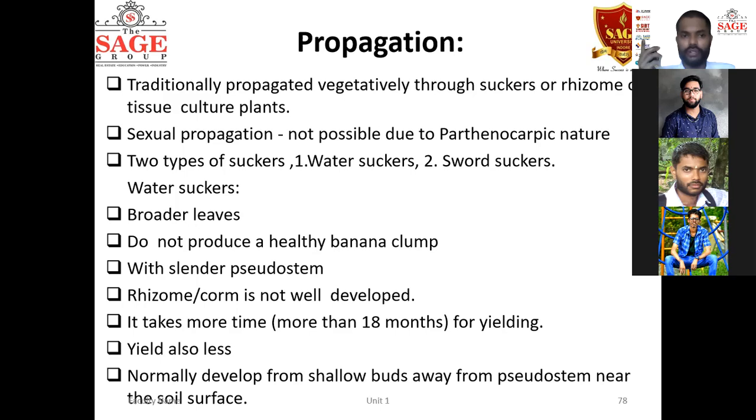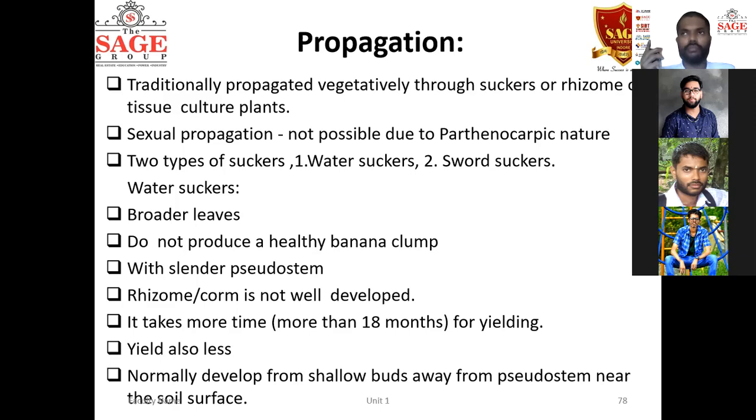So what are water suckers, and how can you observe them at field level? Water suckers have broader leaves at the initial stage of growth. They will not produce a healthy banana clump. Clump means the development of corms or rhizomes, the underground portion. That growth will not be healthy. They have a slender, cylindrical pseudostem, cylindrical meaning cylinder shape. The rhizome or corm is not well developed, so the clump development is not proper, or even a single sucker's corm will not develop properly.